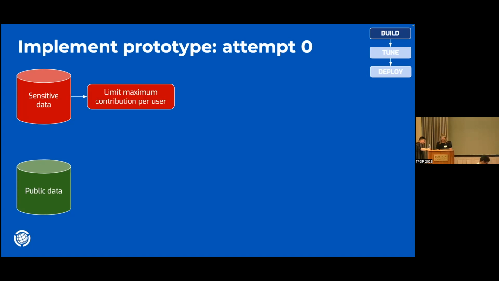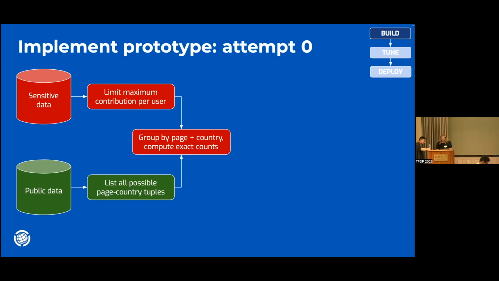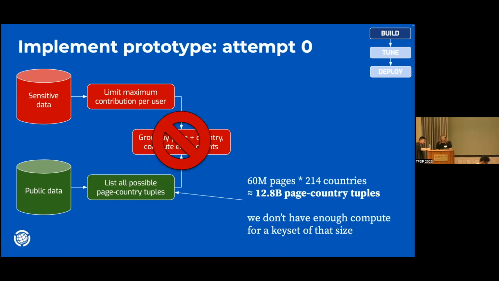We're going to try and limit the maximum contribution per user. We're going to enumerate a list of all of the possible page country tuples. We're going to do a private group by and count, computing the exact counts. And this is where it breaks down for attempt 0. What's the reason? We have 60 million pages and we have 214 countries. If you do a cross product of those two things to get the whole key set of every single possible page country tuple, it's around 12.8 billion possible combinations. And we just don't have enough compute for a key set of that size.